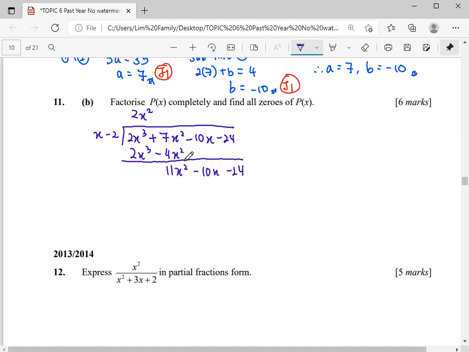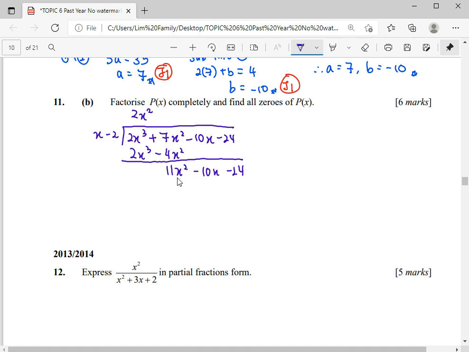Then we repeat. We repeat until our balance here, the ranking is smaller than linear, because our polynomial is followed by ranking. By first ranking, the smallest one is a constant, no x, then continue linear power 1, continue quadratic power 2, continue power 3. So you can see here quadratic is still bigger than linear. So we still can do the division.